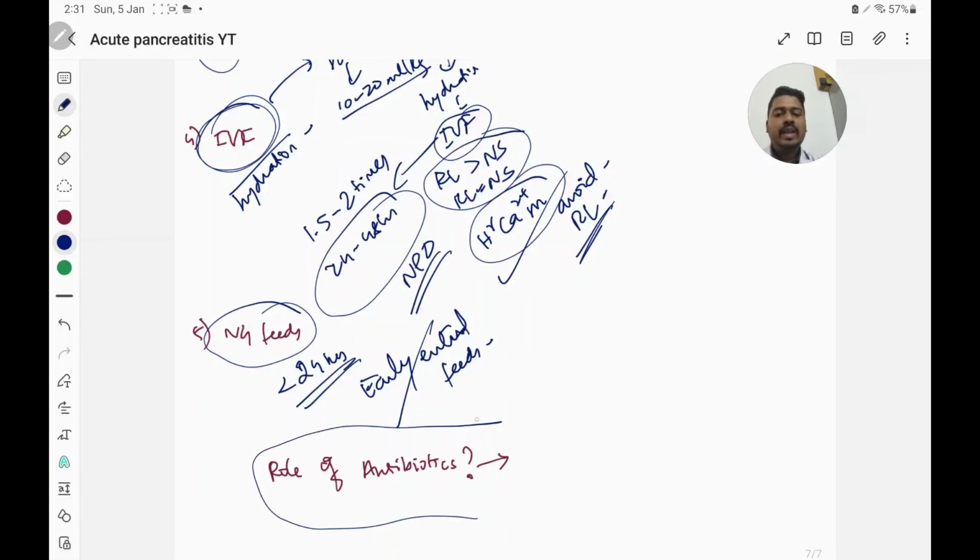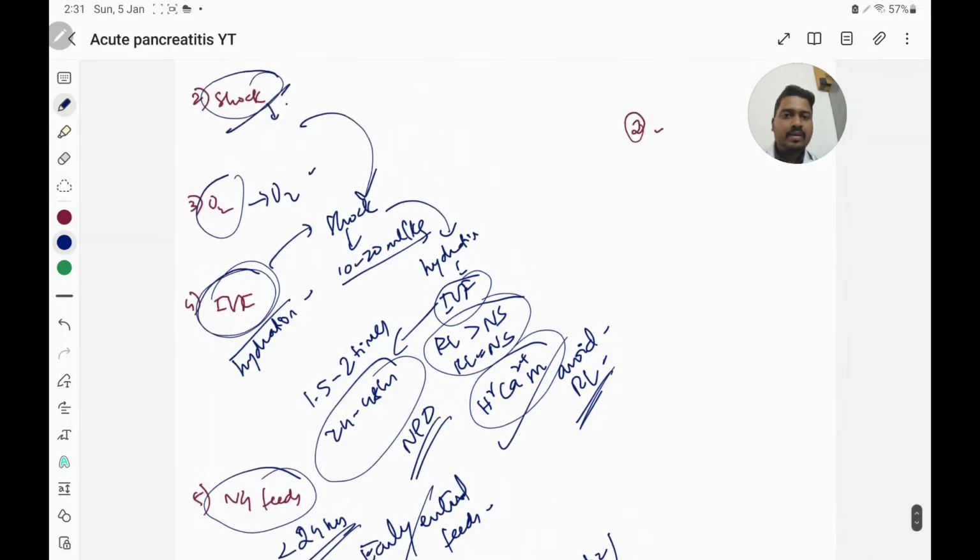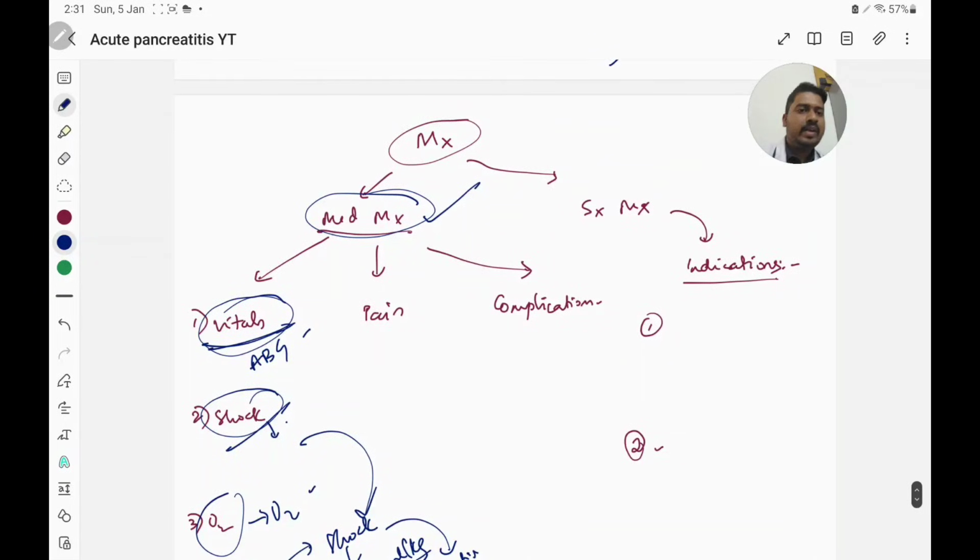Next, is there any role of antibiotics? Yes, only if there is pancreatic necrosis, okay. If pancreatic necrosis is there, or any other infected pancreatitis is there, or a pancreatic abscess is there, then only we'll go for antibiotics, or if the patient is worsening after 48 to 72 hours. Otherwise it is mainly conservative only.